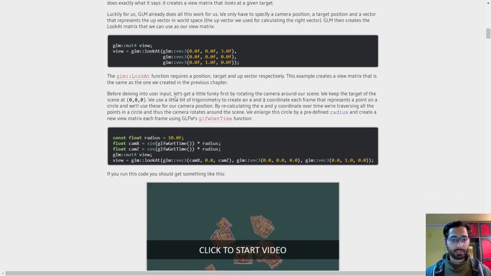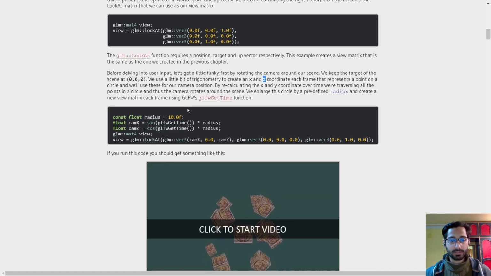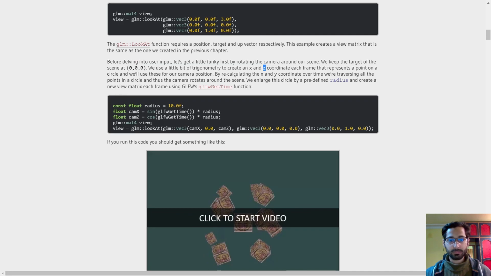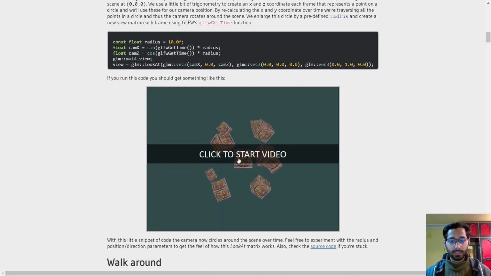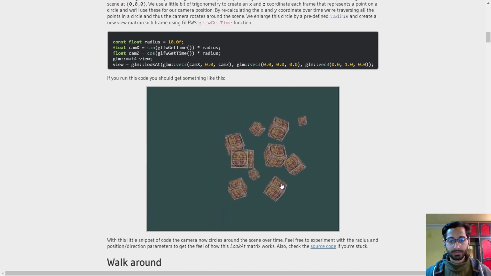Before delving into user input, let's get a little funky. By rotating the camera around our scene, we keep the target of the scene at 0, 0, 0. We use a little bit of trigonometry to create an x and a z coordinate each frame that represents a point on the circle, and we'll use these for our camera position. By recalculating the x and z coordinates over time, we're traversing all the points in a circle, and thus the camera rotates around the scene. We enlarge the circle by a predefined radius and create a new view matrix each frame using GLFW's glfwGetTime function. And that should rotate the camera around the scene.